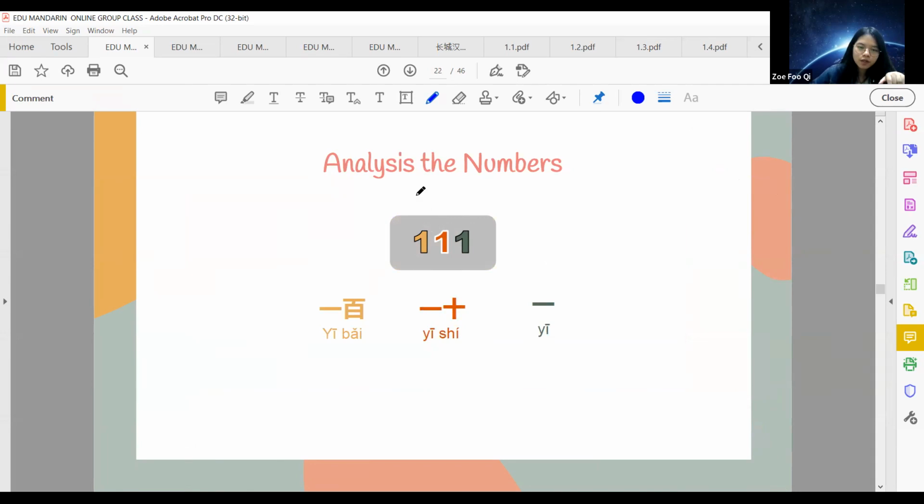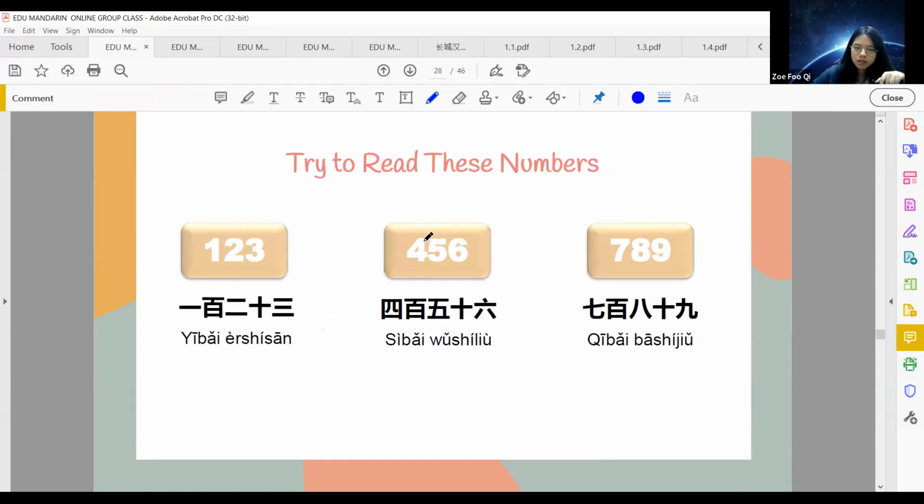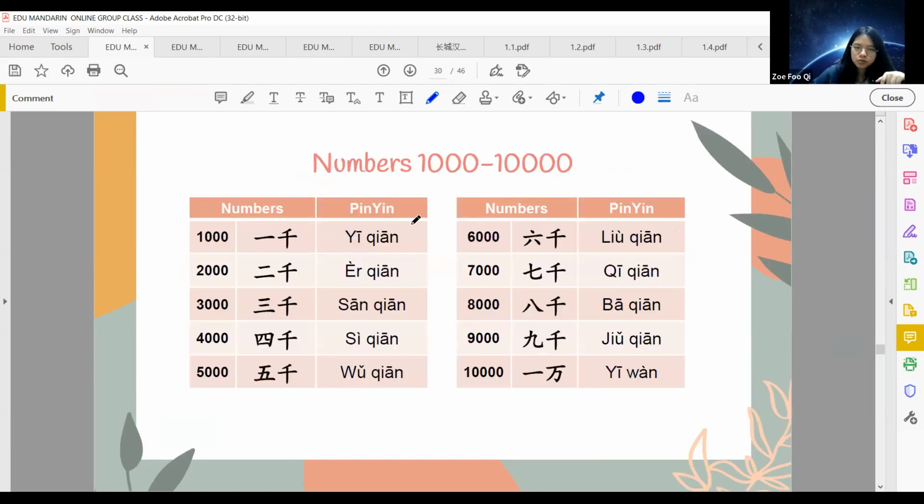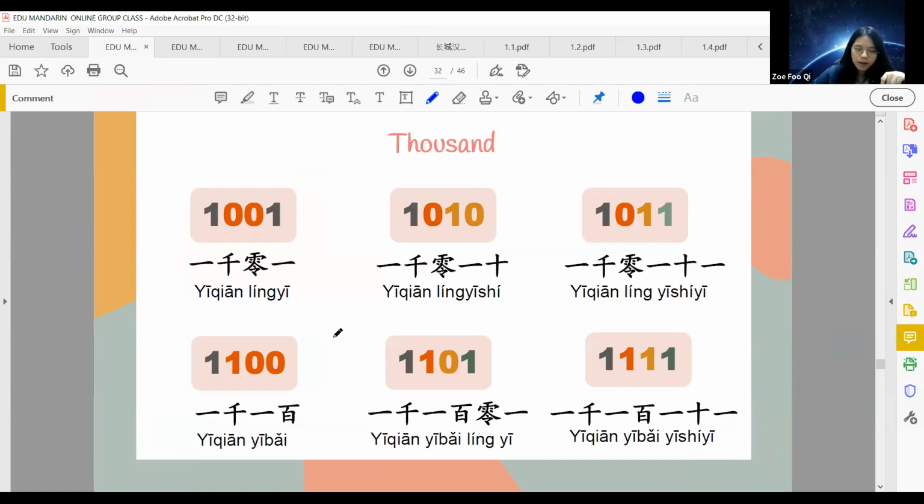If you have a number that is not 11 to 19, you need to have the 1 in front. So for 21, it will be 121. You need to take note of this one. Then 120, 123, 456, 789, 470, 608, 999. And then this one will be 1000, and then 10,000, which you say as 一万. Okay. So I can do the revision.